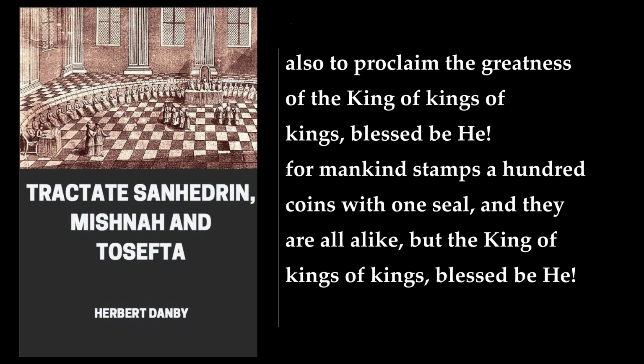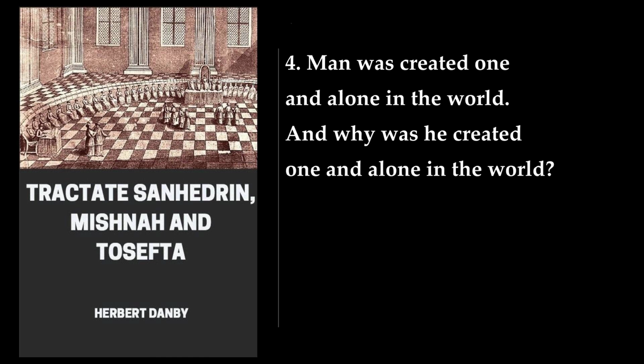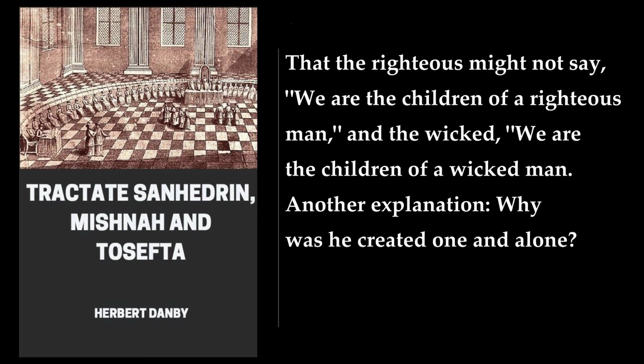For mankind stamps 100 coins with one seal, and they are all alike, but the King of Kings, blessed be he, has stamped every man with the seal of the first Adam, and not one of them is like his fellow. 256 So every single person is forced to say, The world was created for my sake. T8. 4. Man was created one and alone in the world. And why was he created one and alone in the world? That the righteous might not say, We are the children of a righteous man, and the wicked, We are the children of a wicked man.